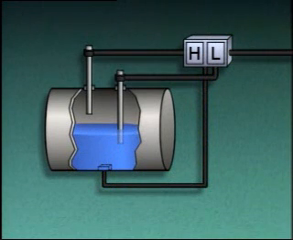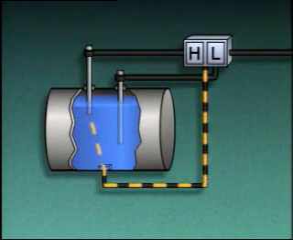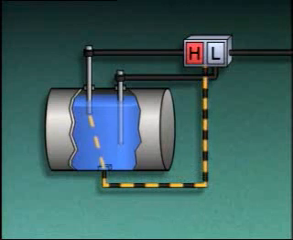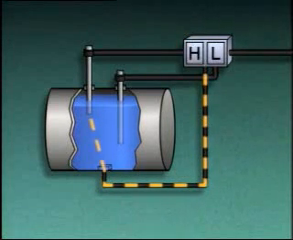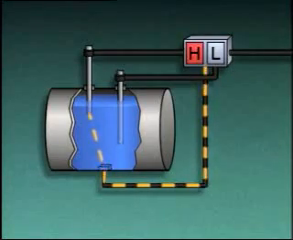Now, if the liquid level rises and contacts the upper probe, a different circuit is completed. As a result, current flows from that probe through the liquid and back to the high-level alarm, activating it.